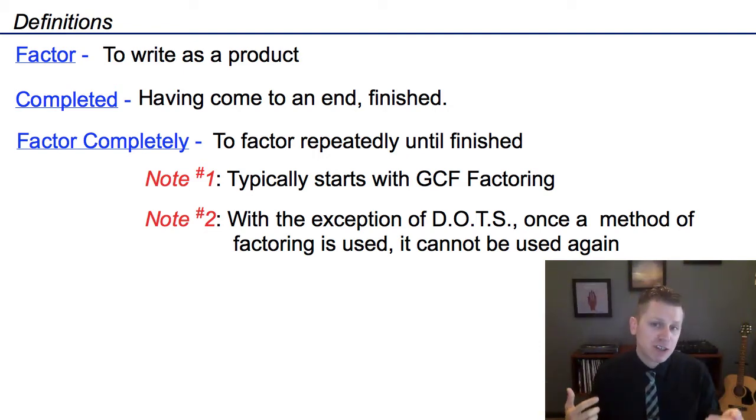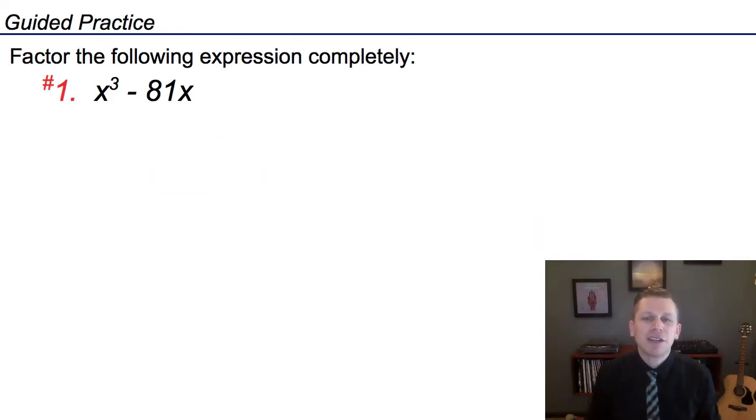Once I've used it, I can't use it again. The only exception to that rule is with the difference of two squares, which I'm referring to as dots. If you use dots the first time, you can absolutely use it a second time if the situation arises. But that's the only method of factoring that you can use more than once when factoring completely. Let's jump into an example and see what we're talking about. In this first example here, I want to factor this expression completely or factor more than once.